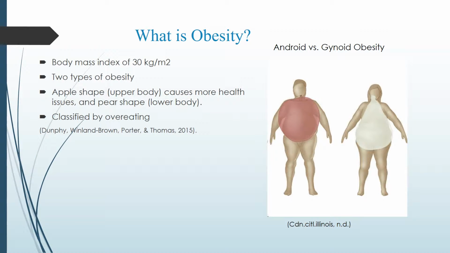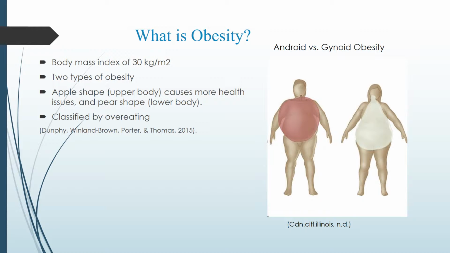I'm just going to give you a brief definition of what obesity is. Here I pointed out obesity is a body mass index of 30 kilograms per meter squared. There are two types of obesity. Obesity is the excess of adipose tissue, known as body fat.